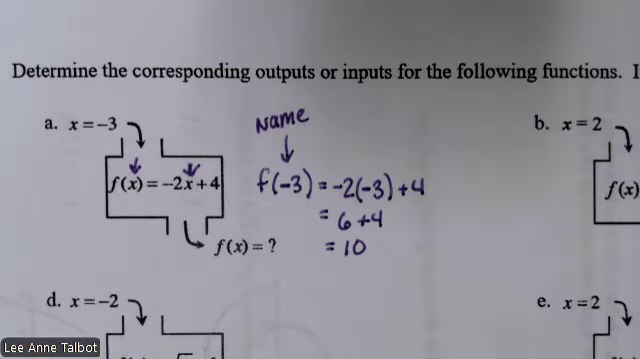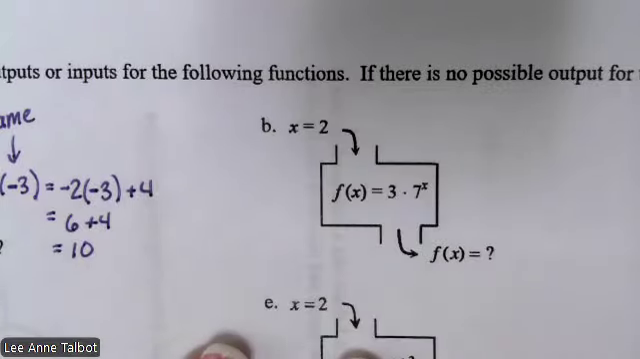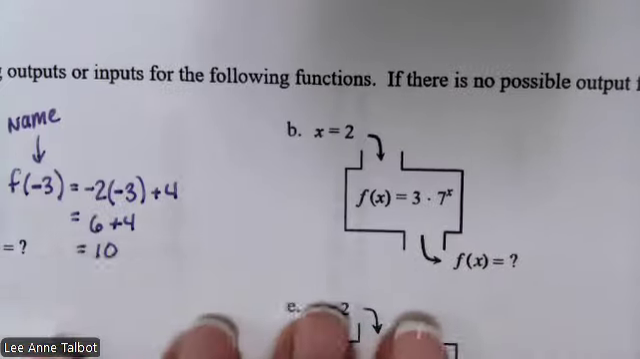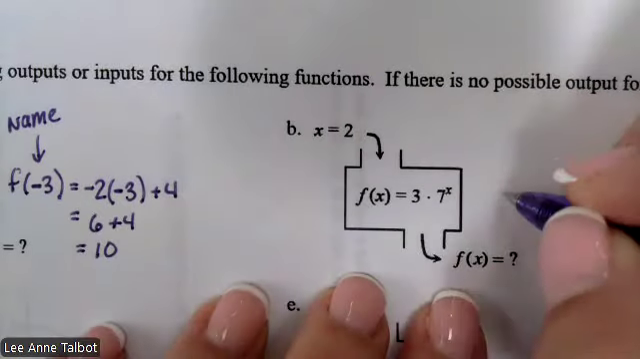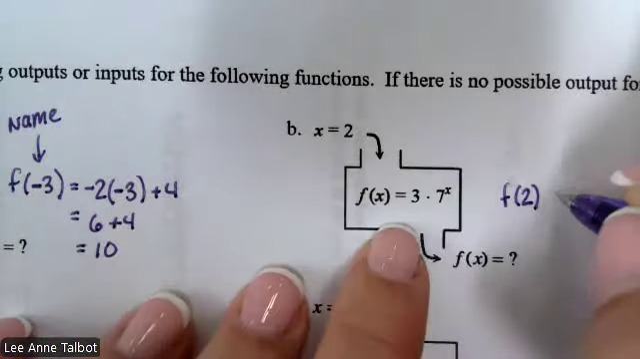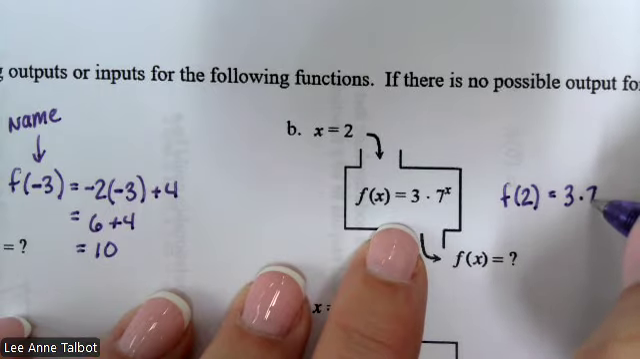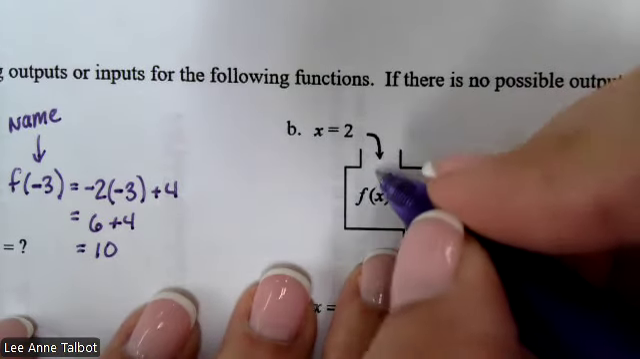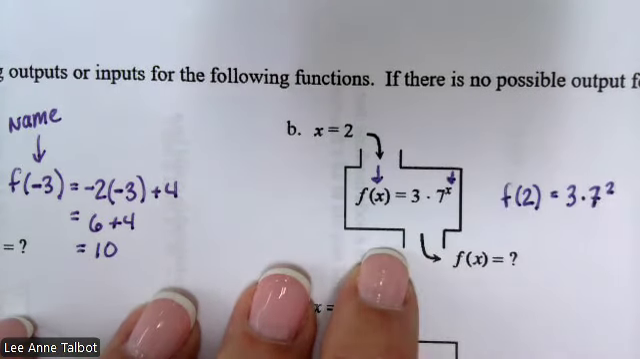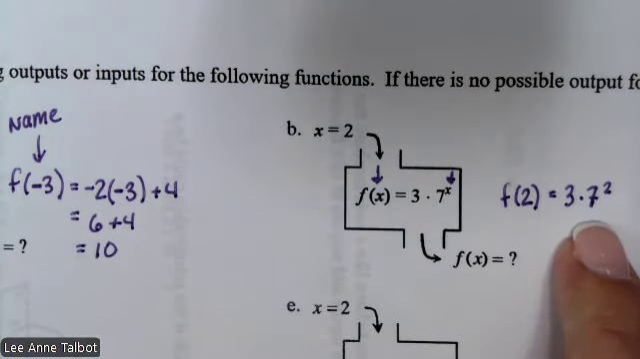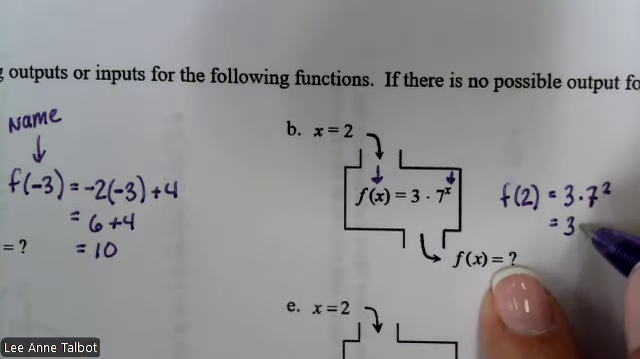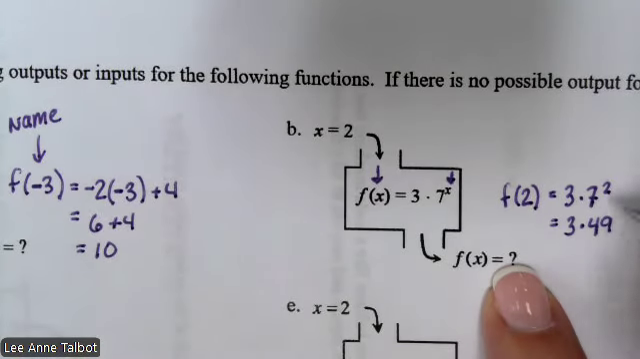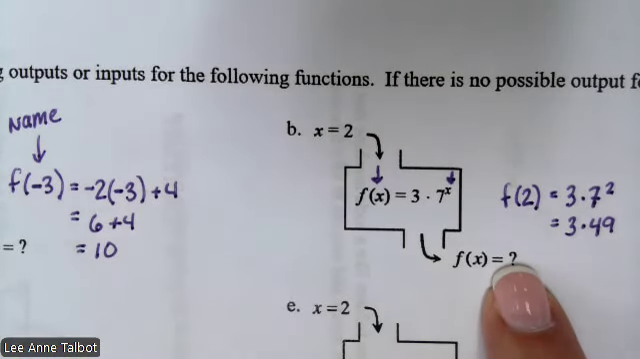Okay. All right, now B. So I have f of 2 equals 3 times 7 to the 2. So I put 2 in here and here. Okay, and this is another time where I need to remind you exponents first. So this is 3 times 49. Exponents first, then multiply. I don't know what that is. It's 3 less than 150, 147.